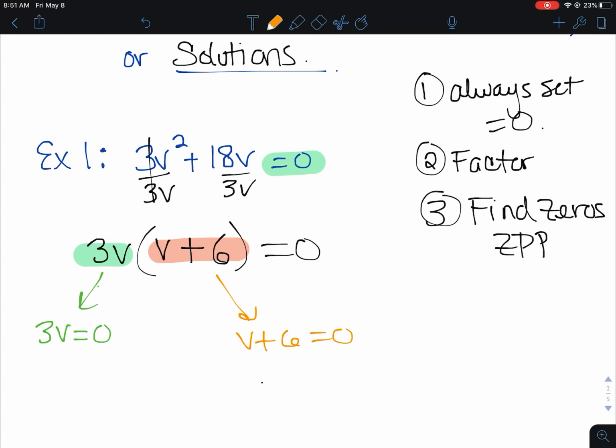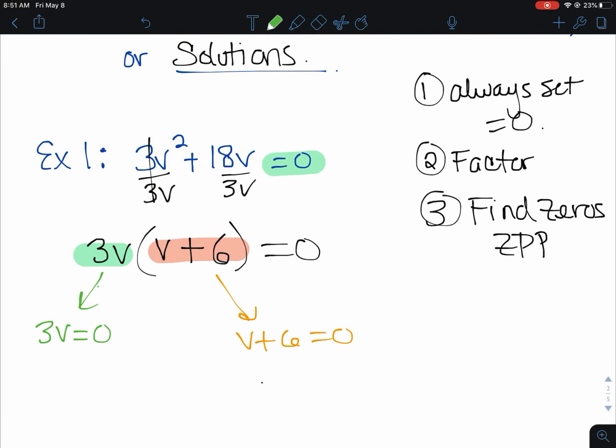So I'm separating each one of these out. The reason I can do this is because if 3v equals 0, then 0 times anything is going to be 0, right? If I know that v plus 6 equals 0, then 3v times 0 is going to have to be 0 still. So if I can make one of those factors 0, then the whole equation is equal to 0.